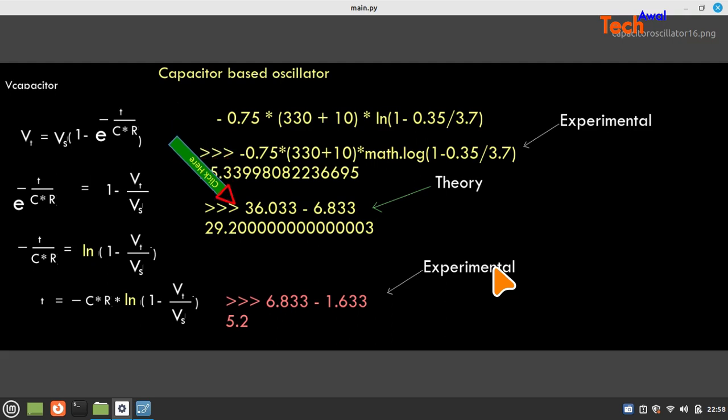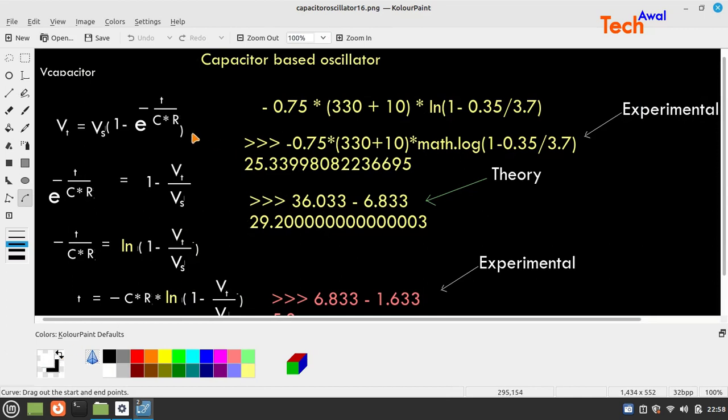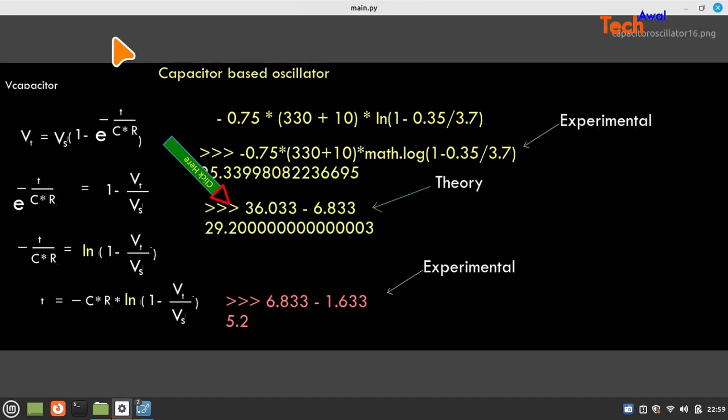Okay, I think it should be opposite. So this is experimental, what we saw, and this is theory. With theory it should take around 25.33 seconds to charge, but generally it takes around 29 seconds. So I believe it's okay, a 10% error in capacitor and resistance value, I believe it's okay.